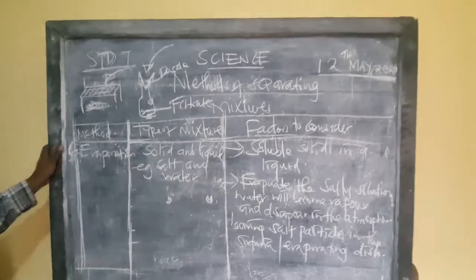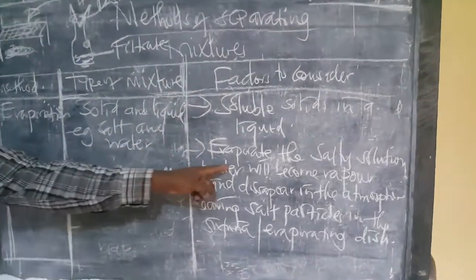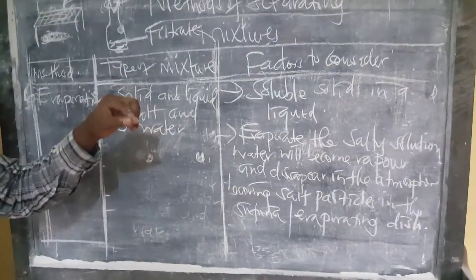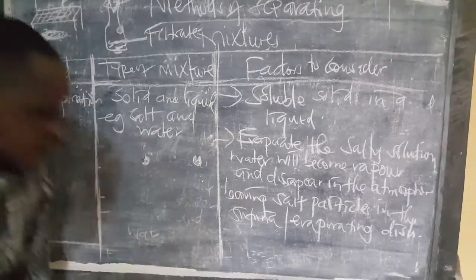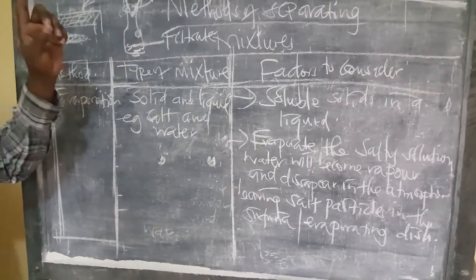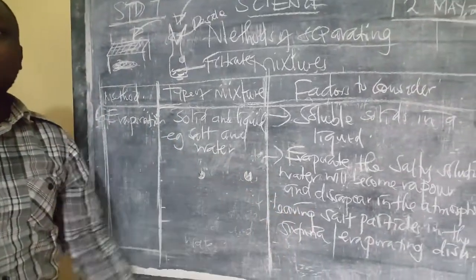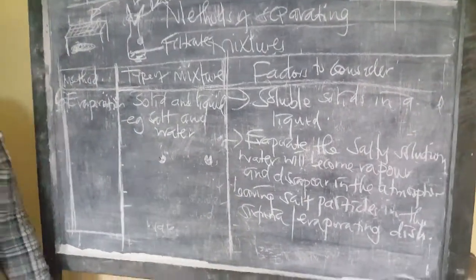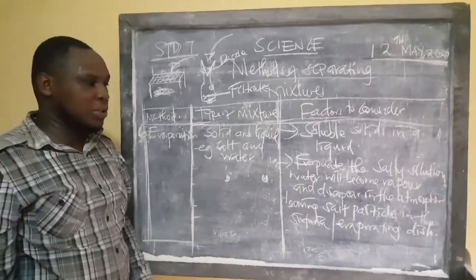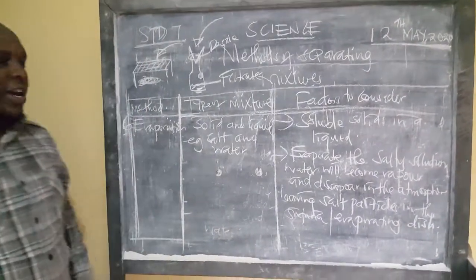So you are going to realize that after you evaporate the water, that's salt solution. The water is going to disappear into the atmosphere as water vapor, and then you remain with salt particles at the sufuria. You have separated the two, and you have gotten back your salt. You can use it now in your food.